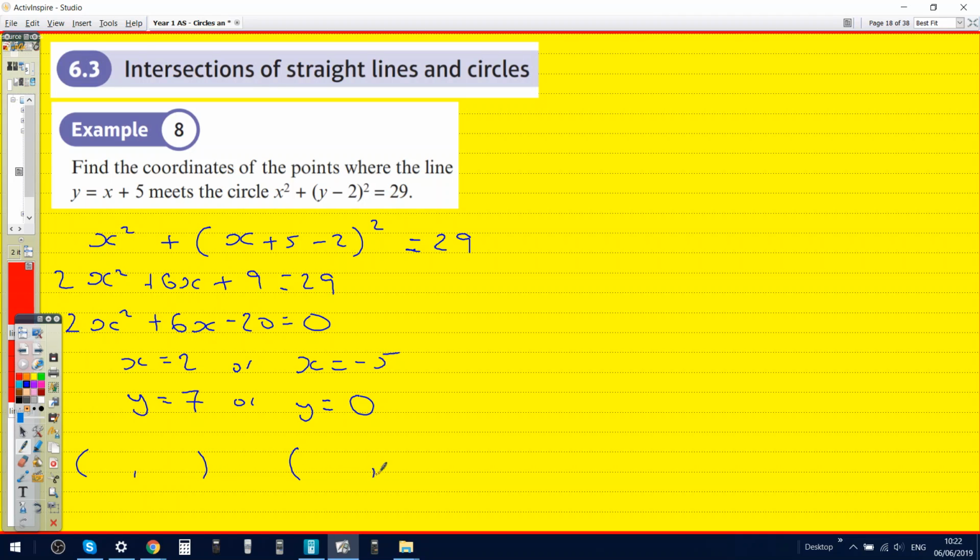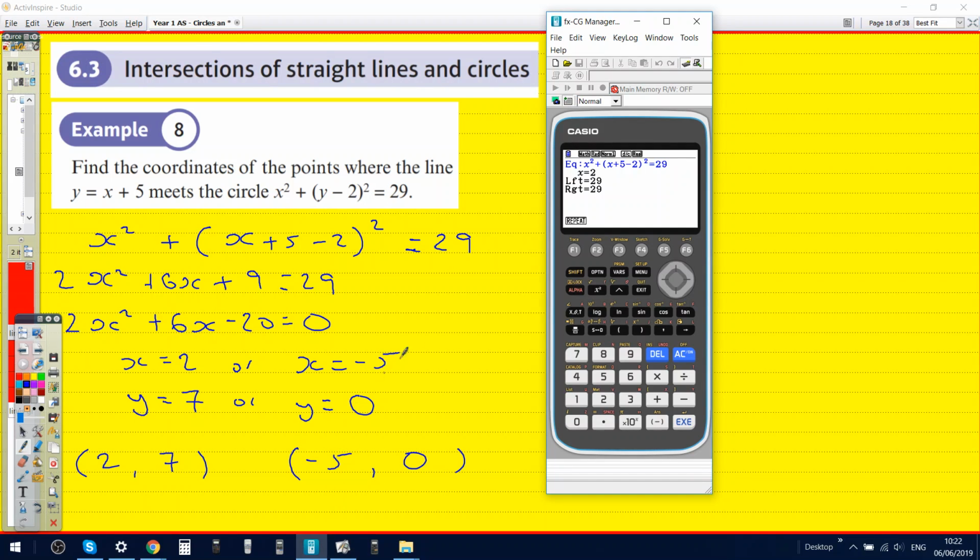2, 7, or minus 5, 0. I took a chance at the beginning and I just put it into the normal solver. Not polynomial. And you see there x equals 2. So it gave me one of the two solutions because that's just a linear solver.